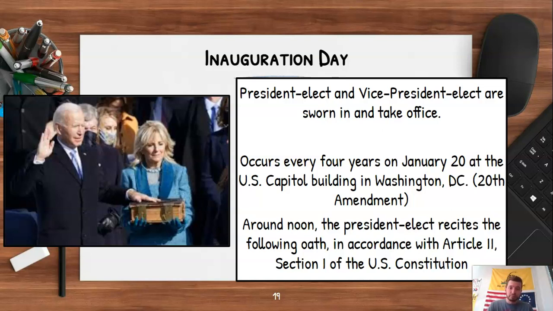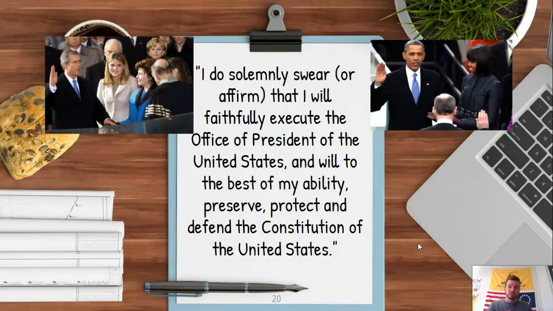Right around noon, the president-elect recites the following oath in accordance with Article 2, Section 1 of the U.S. Constitution. As long as you know that he takes an oath, that's fine, because I'm not going to have you write this down. But this is what they say: "I do solemnly swear or affirm that I will faithfully execute the office of the President of the United States and will, to the best of my ability, preserve, protect, and defend the Constitution of the United States." That's just a smaller portion of the whole thing, but that is the oath they take when they take office.